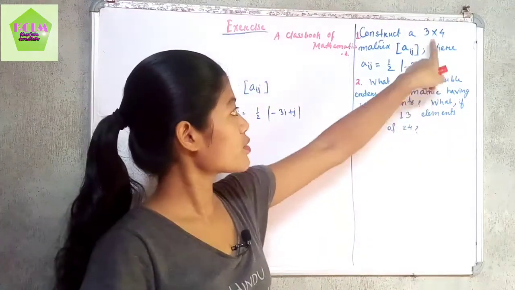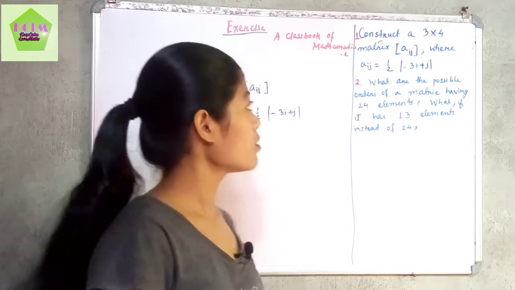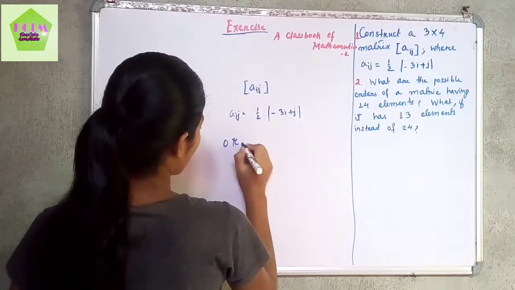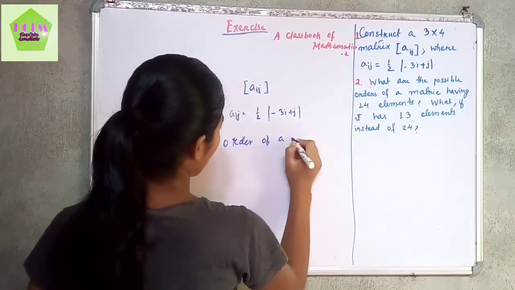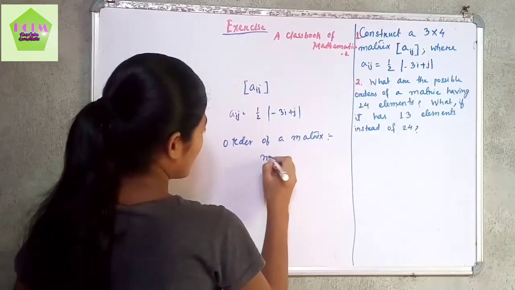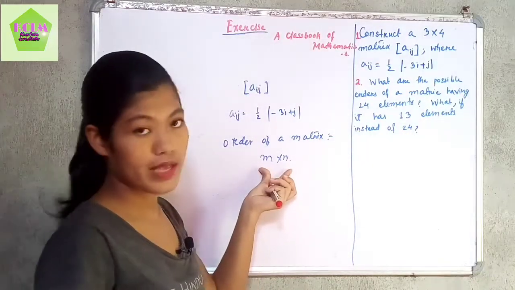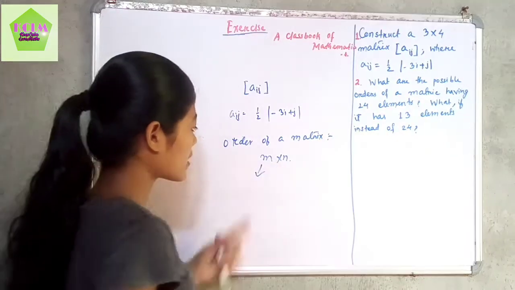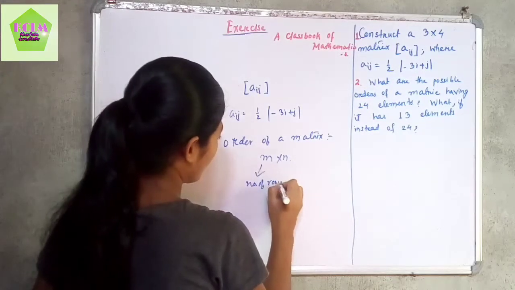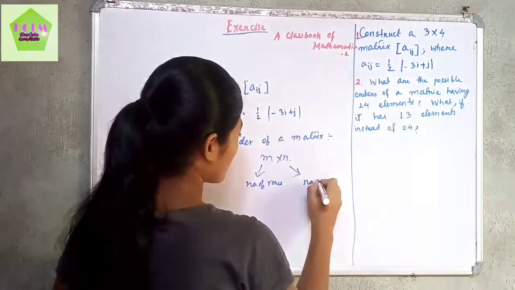So we are asked to form a 3x4 matrix. That means the number of rows will be 3 and the number of columns will be 4. The order of a matrix is written as m by n. It is read as m by n and written as m cross n, where the first entity represents the number of rows and the second one represents the number of columns.